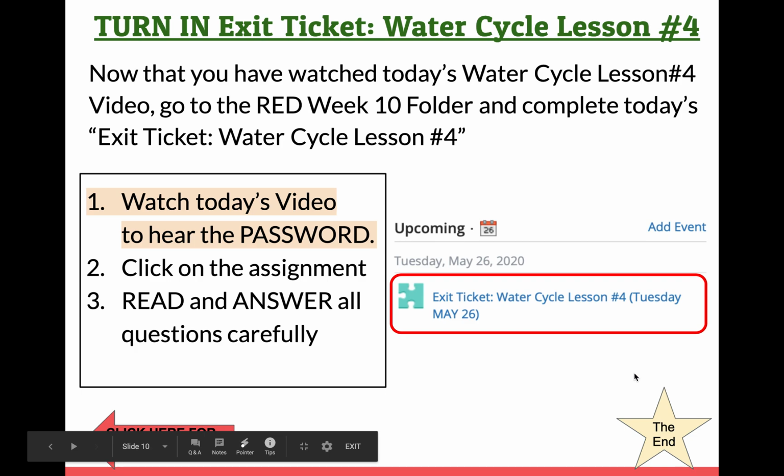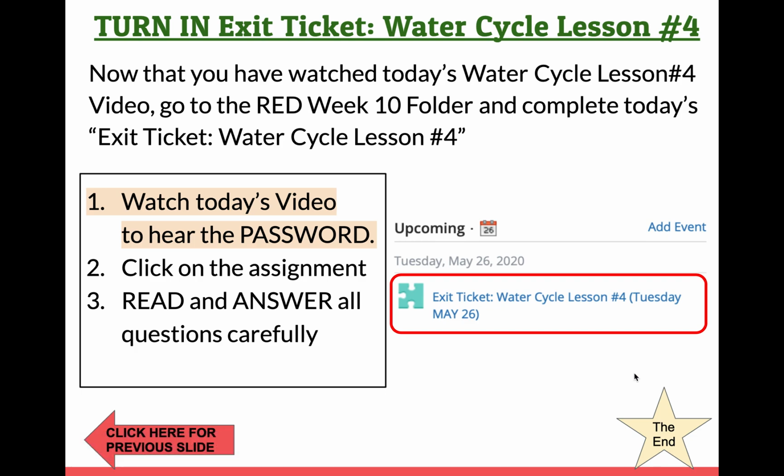All right, so that video demonstrated 3 of the steps of the water cycle: evaporation, condensation, and precipitation. Those are the 3 steps that we're focusing on for today. And then tomorrow I'll show you a different demo for other parts of the water cycle.